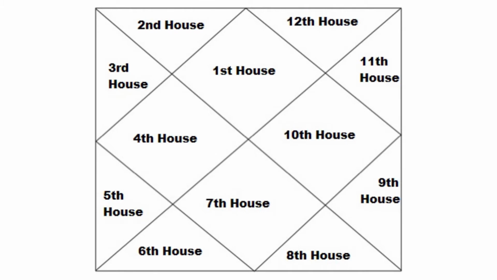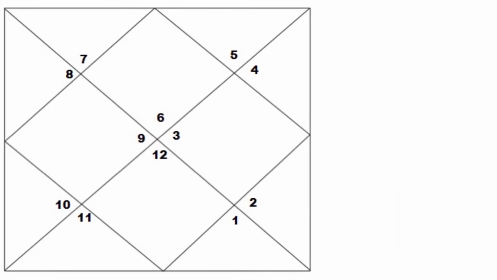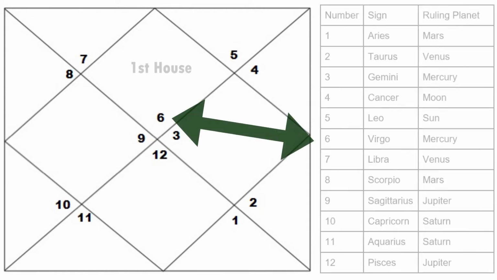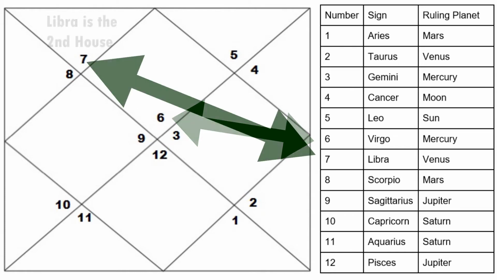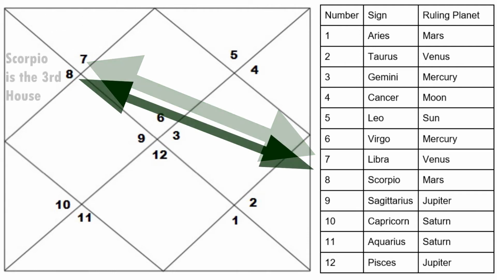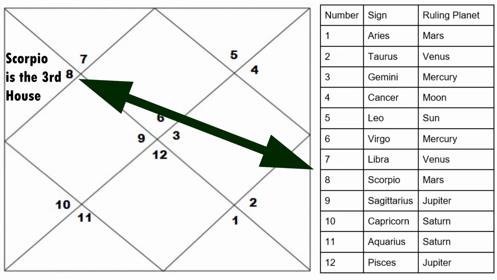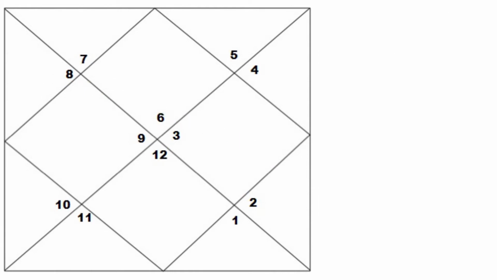And these houses are then numbered based upon an ascendant. For example, you see the 6 in the middle here that we just call the first house? What that's telling us is that the first house here is the 6th zodiac sign. In other words, Virgo is the ascendant in this chart because Virgo is the 6th zodiac sign. And Libra, the 7th zodiac sign, is in the 2nd house. Scorpio, the 8th zodiac sign, is in the 3rd house, and so on all the way around. And it's as simple as that.